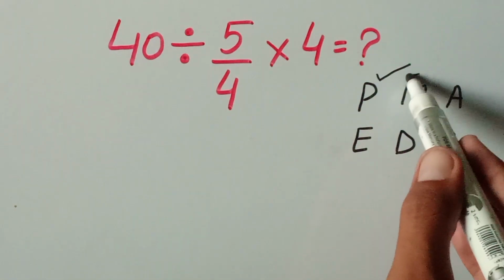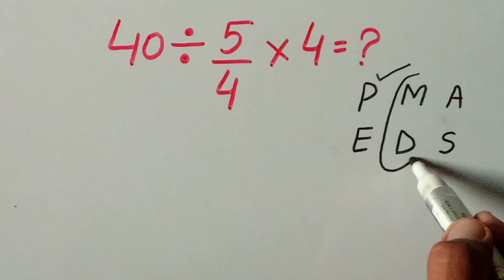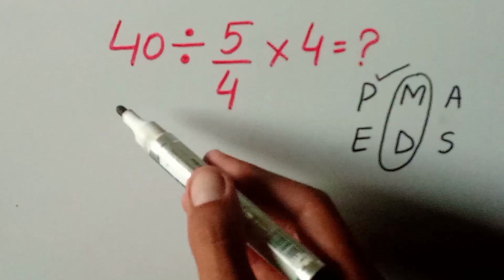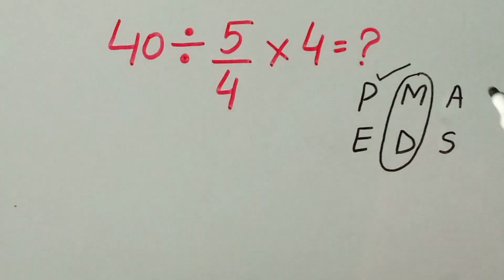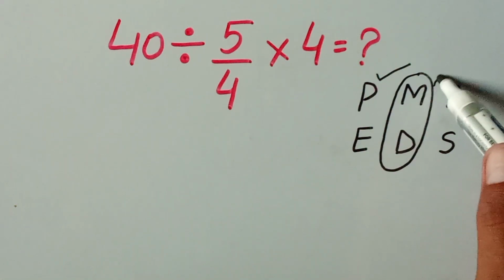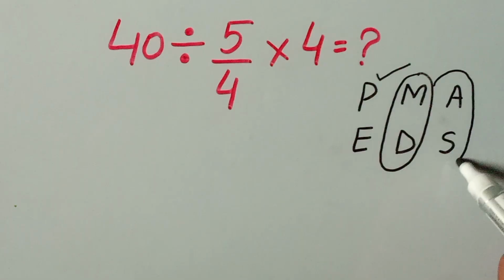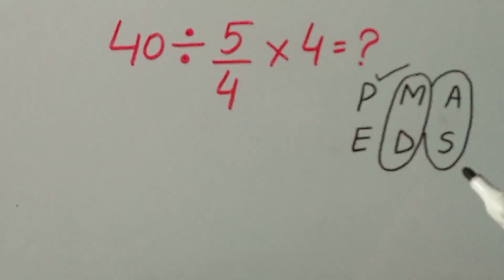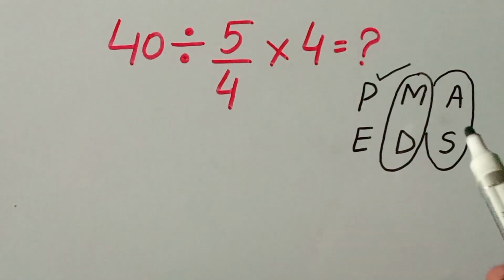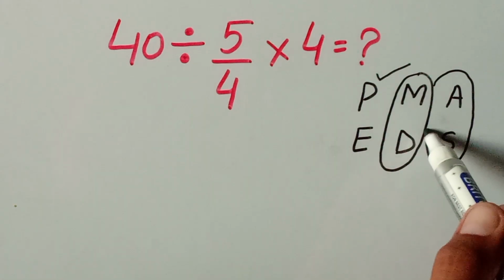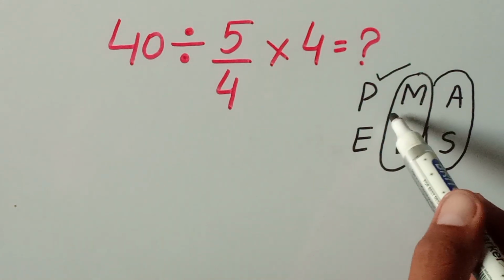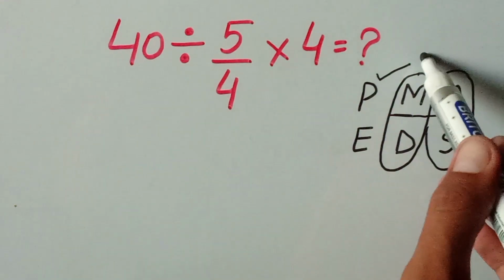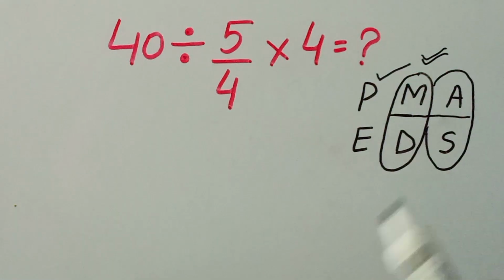Similarly, multiplication and division have equal priority, but we have to go from left to right. Also, addition and subtraction have equal priority and we solve them from left to right. But the final thing to remember is that multiplication and division have higher priority than addition and subtraction.